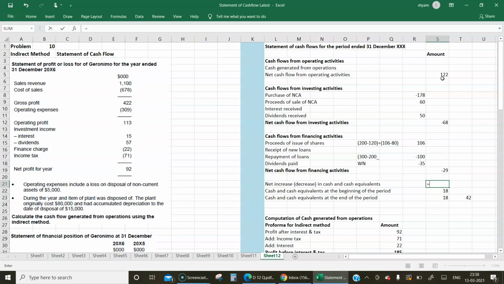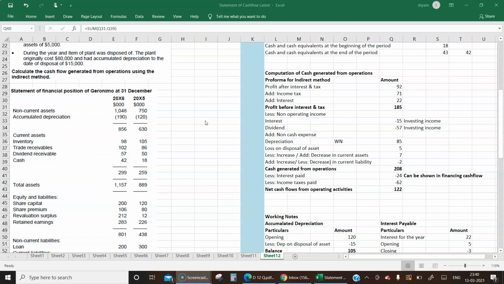Okay, so let's get the sum. Okay, answer should be 42. We get 43. Let's check where it's wrong.